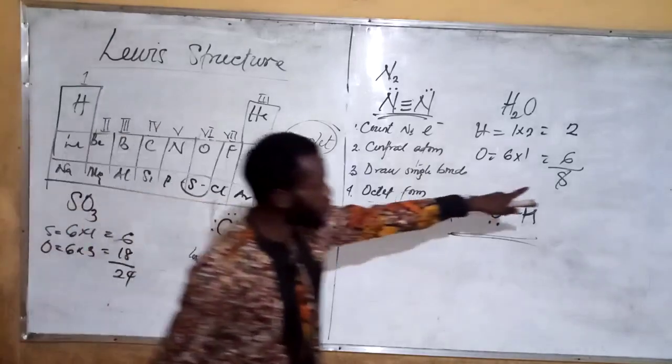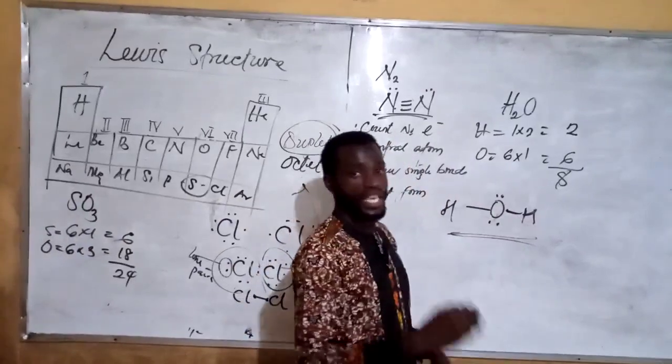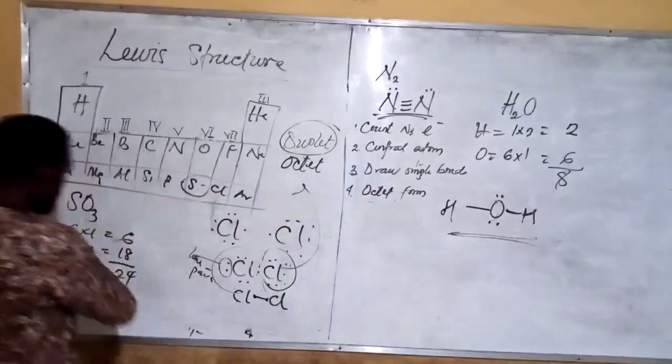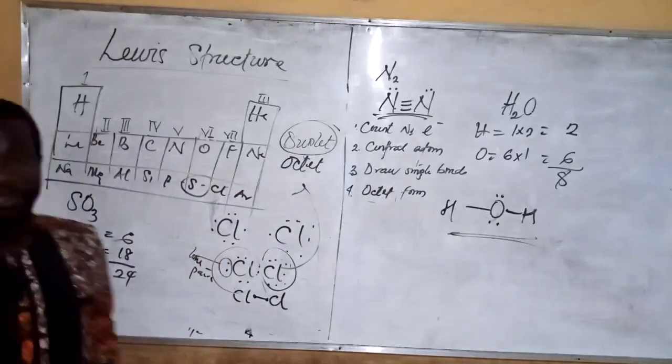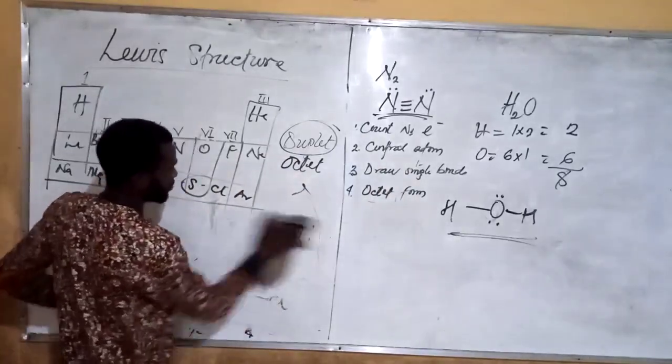Notice here, we had a total of 8 electrons. How? 1, 2, 3, 4, 5, 6, 7, 8. 8 electrons throughout. So here too, after drawing our structure, we must have 24 electrons apparent on that structure.